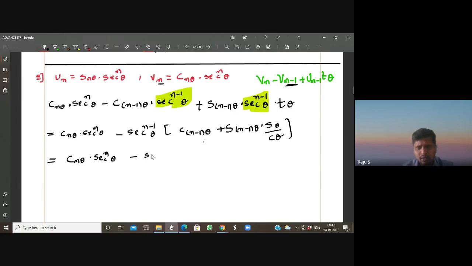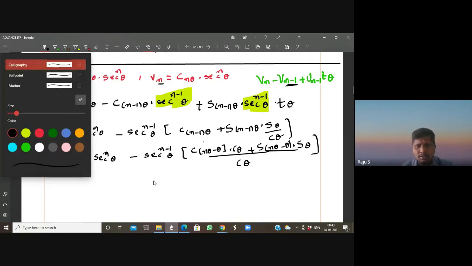Minus secant power n minus 1 into theta. I want to take LCM, which is cos theta. When I take cos theta as LCM, shall I write it like this: cos of n theta minus theta, multiplied with the theta here, into cos theta, plus sine of n theta minus theta into sine theta. Is it clear or any doubts?